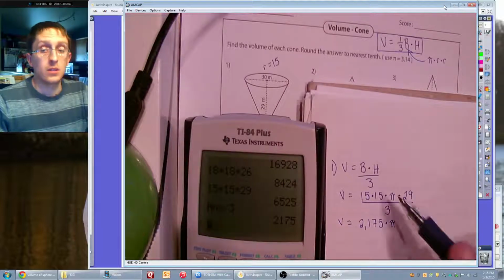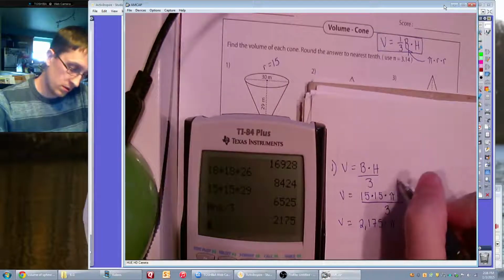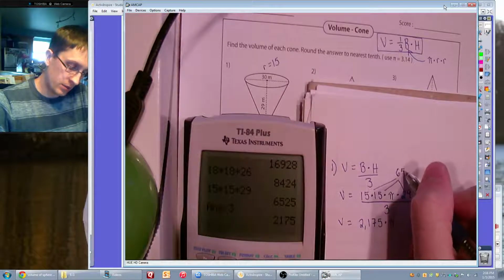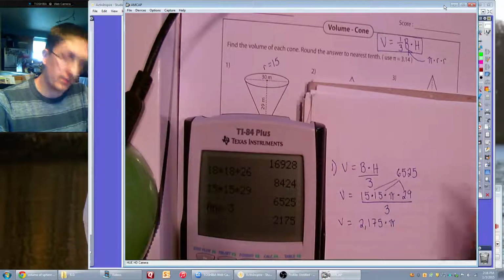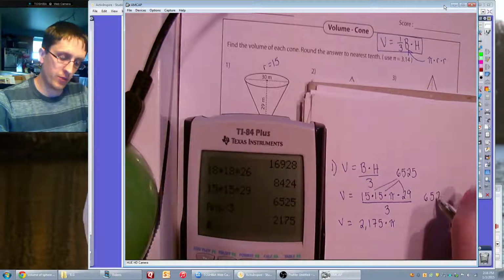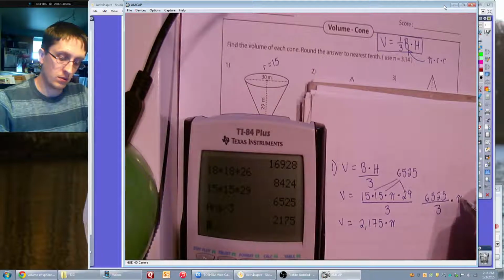If these 3 numbers did not multiply to a number that's divisible by 3, I would leave it as an improper fraction, like that.